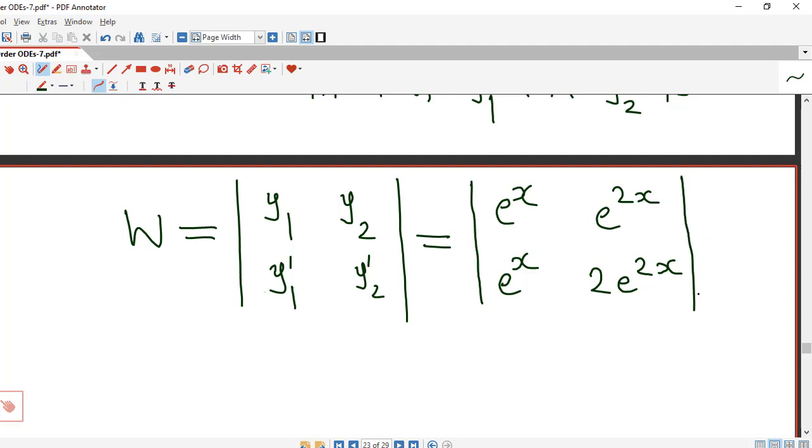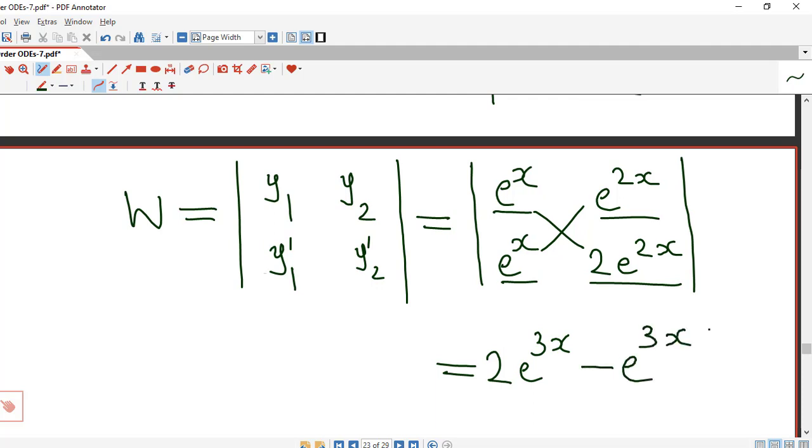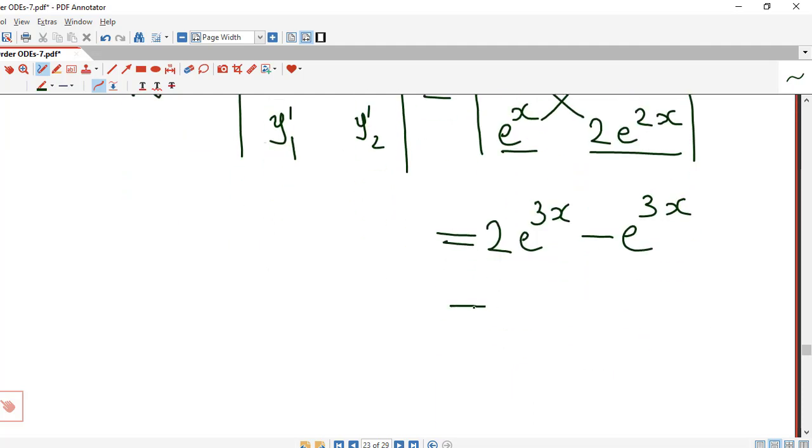To evaluate this determinant we consider cross multiplication. E raised to x times 2 into e raised to 2x, which is 2 into e raised to 3x, minus e raised to x into e raised to 2x, which is e raised to 3x. So this is going to be e raised to 3x. Therefore the Wronskian of y1 and y2 is W equal to e raised to 3x.